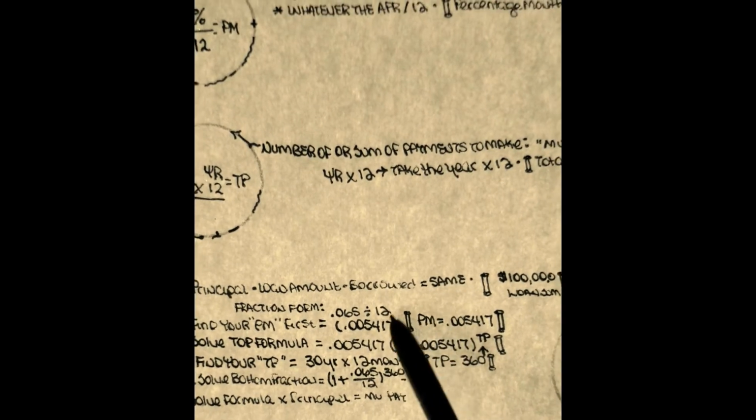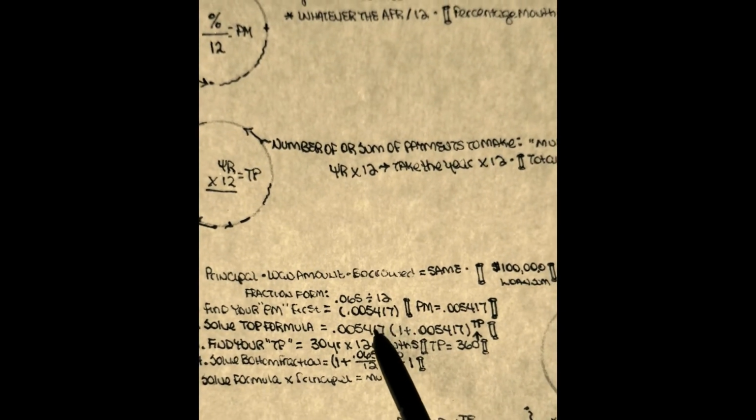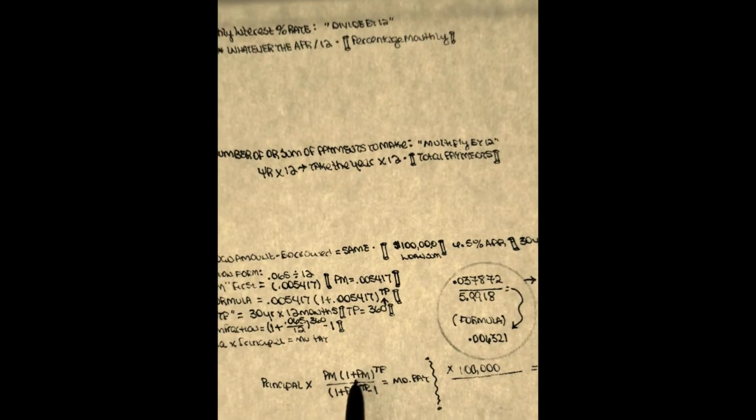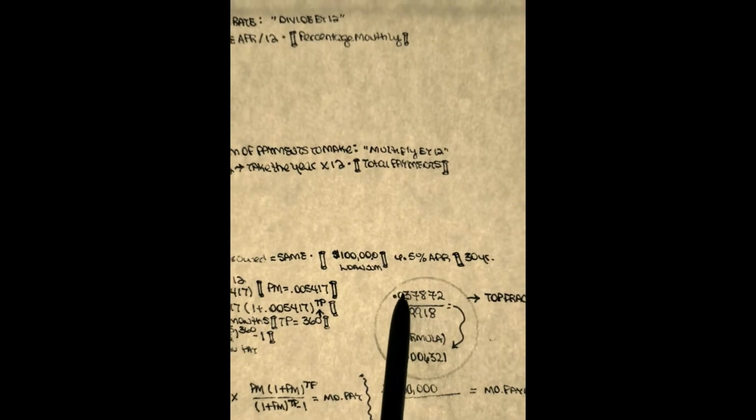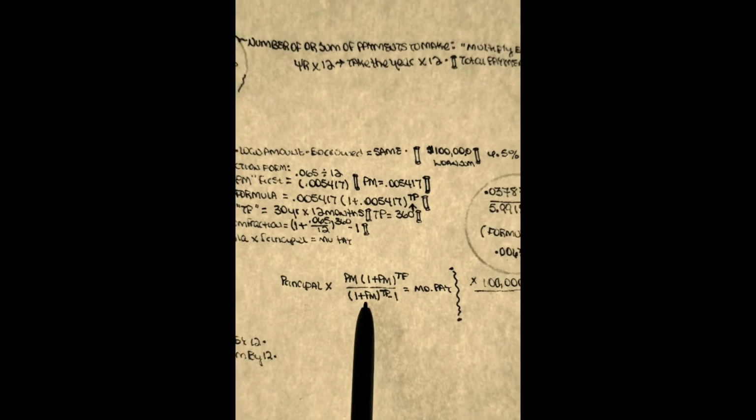Okay? So now, find your PM. You got 0.065 divided by 12, and that's the number it comes out to. Now, the good thing about a calculator is you don't have to plug in this number here. You can just put that in there. But we broke it all the way down. The top half of this equation was this 0.0547 times 1 plus 0.05147 to the 360th power. We came out to 0.037872.